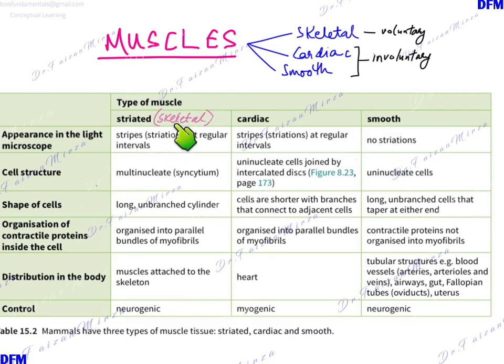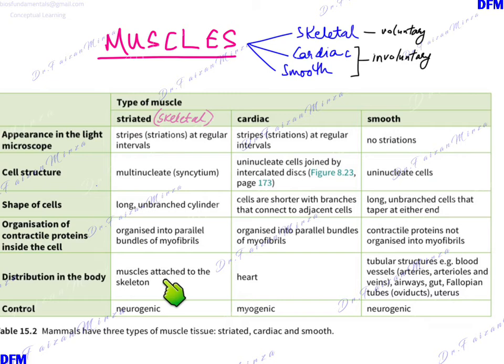Coming to cell structure. The striated muscle, the skeletal muscle, is a multinucleate syncytium. The cardiac muscles are uninucleate. Uninucleate means single nucleus with single cell, joined by intercalated discs, already discussed with you, and uninucleate cells for smooth muscle cells as well. The shape of cells for the skeletal muscles, although they don't exist as single cells, they exist as muscle fibers. These are long unbranched cylinders. For cardiac muscle, the cells are shorter with branches that connect the adjacent cells. In the smooth muscle, the cells are long unbranched cells that taper at either end, spindle shape as I mentioned.